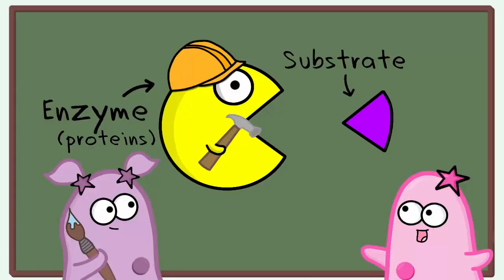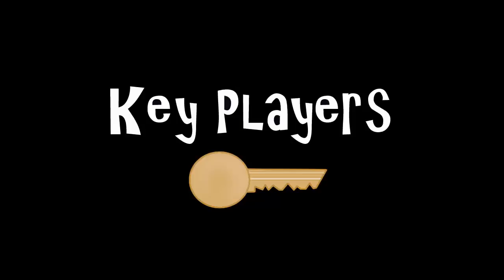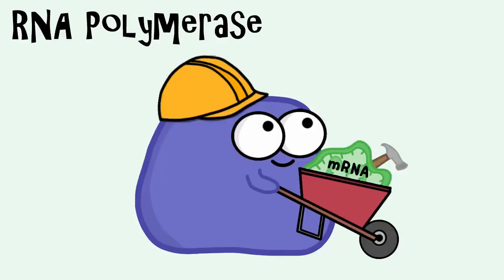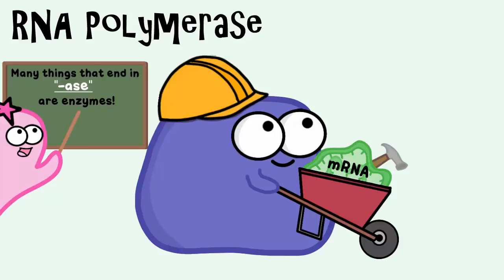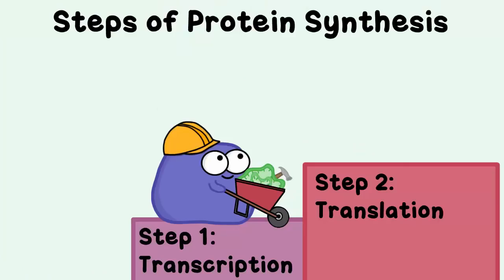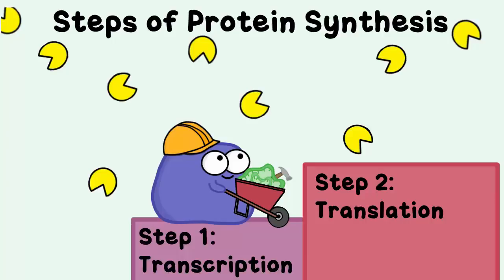Now let's talk about some key players in an operon so that we can see some gene regulation here. First, RNA polymerase. It's a builder enzyme actually, because RNA polymerase is an enzyme. In biology, a lot of enzymes end in that ASE. RNA polymerase is needed in order to start transcription. Remember that transcription and translation are steps in protein synthesis. Protein synthesis means to make proteins, enzymes in this case.